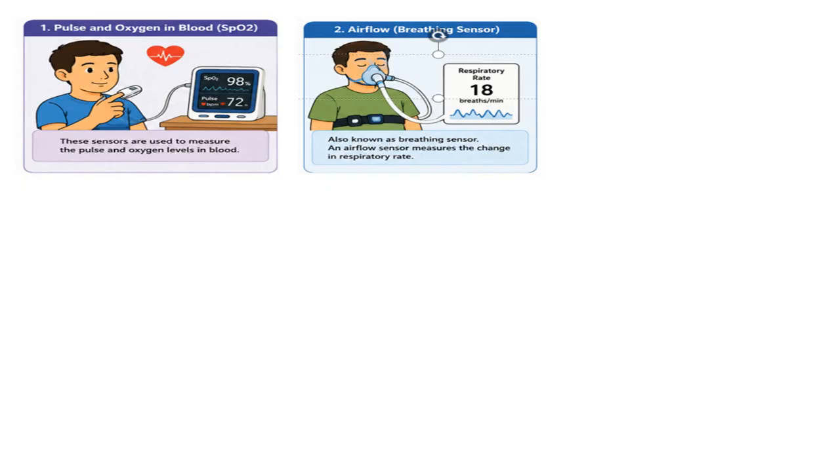The second sensor is the airflow sensor, that is the breathing sensor, which measures the airflow entering and leaving the lungs during respiration. It helps to determine the respiratory rate and identifies abnormalities in the breathing patterns. These sensors are commonly used for patients suffering from asthma, sleep apnea, chronic obstructive pulmonary disease, that is COPD, and other respiratory disorders. By continuously monitoring breathing activity, the sensor can detect breathing difficulties and provide early warning signs of health problems.